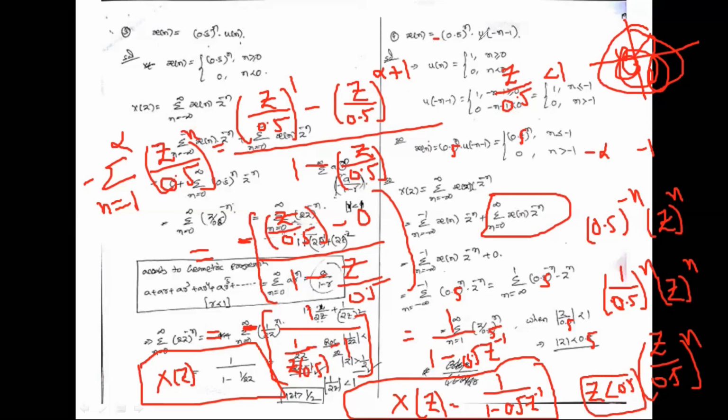Modify this as minus 0.5 u of minus n minus 1. Remember this one. Both the functions we were given, 0.5 whole power n u of n and minus 0.5 whole power n u of minus n minus 1, the X of z function is the same, but the ROC is different. The ROC is greater than 0.5 here, and the ROC is less than 0.5 there. Okay. Clear, my dear friends? Then go to another example.